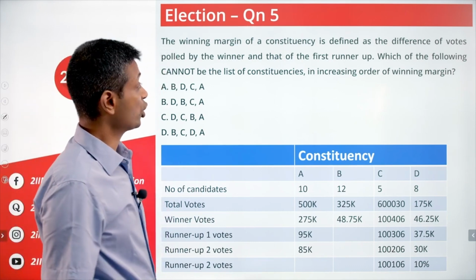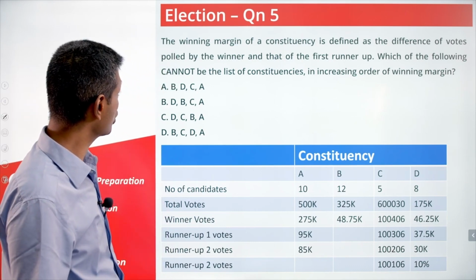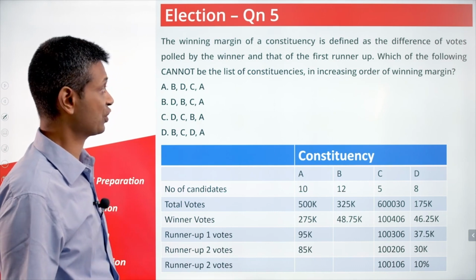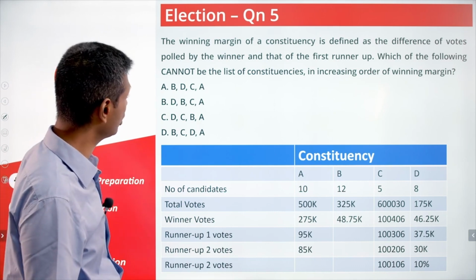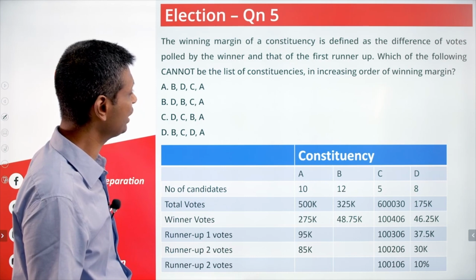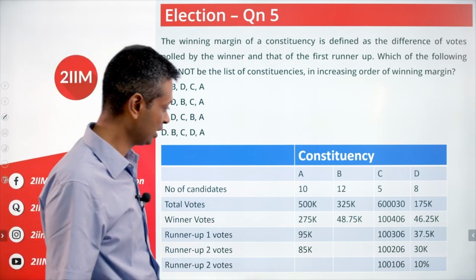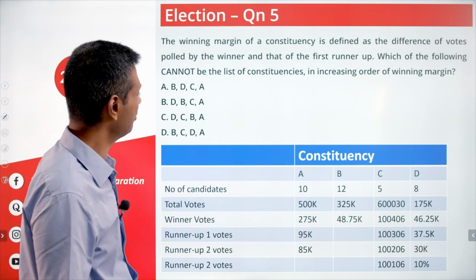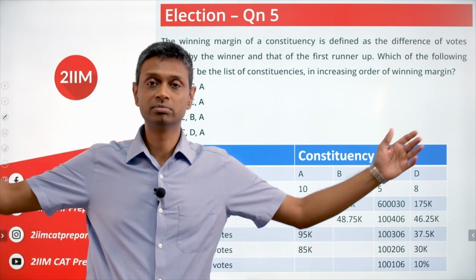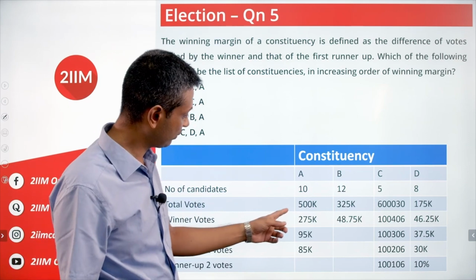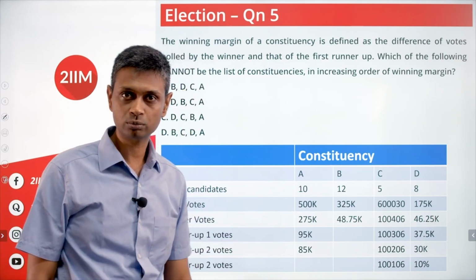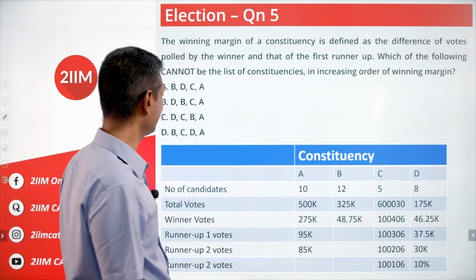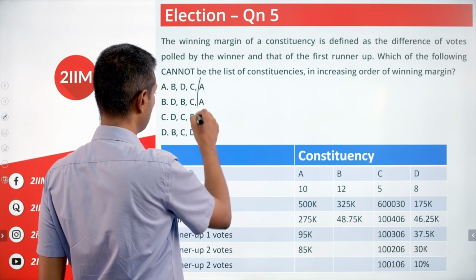The winning margin of a constituency is defined as the difference of votes polled by the winner and that of the first runner-up. Which of the following cannot be the list of constituencies in increasing order of winning margin? First of all, winning margin for A is huge, gigantic. 275,000 minus 95,000, so just 180,000. A has got to be the last. Okay, that part is done.